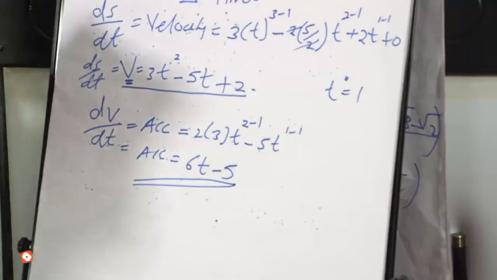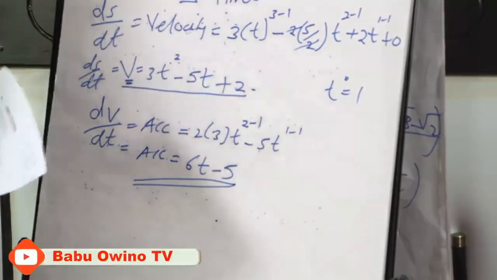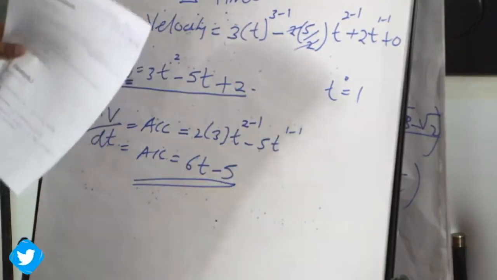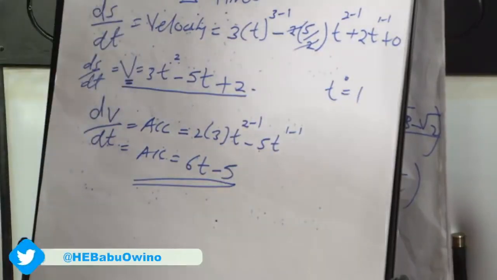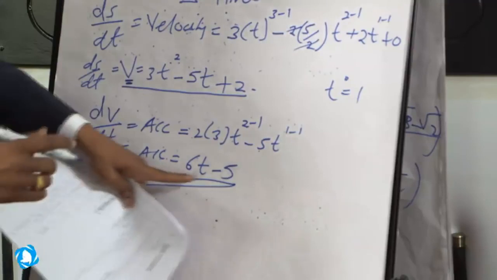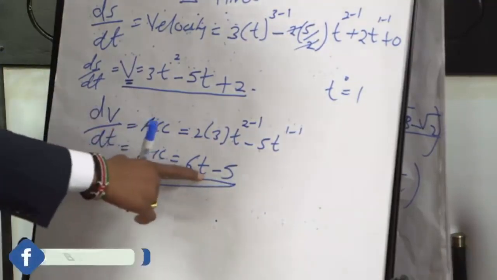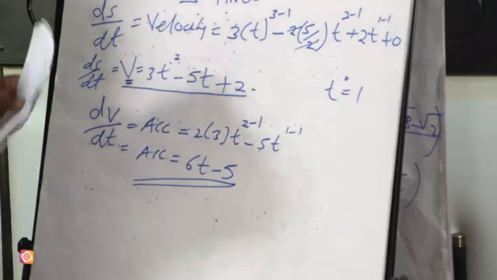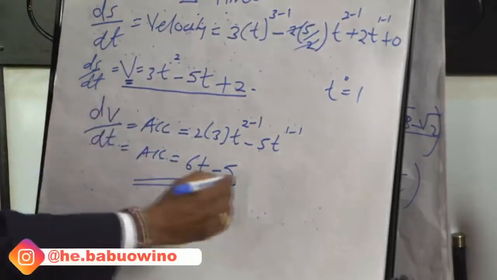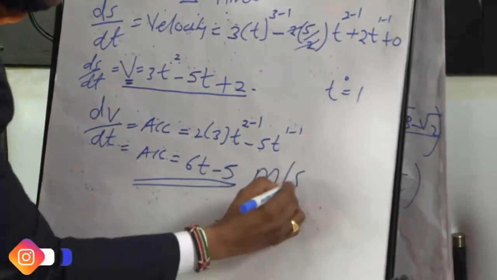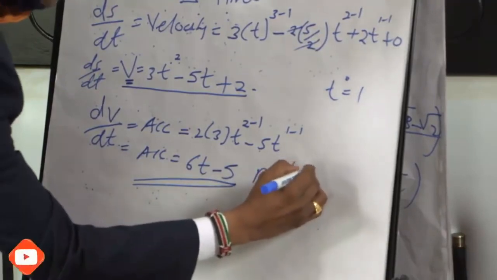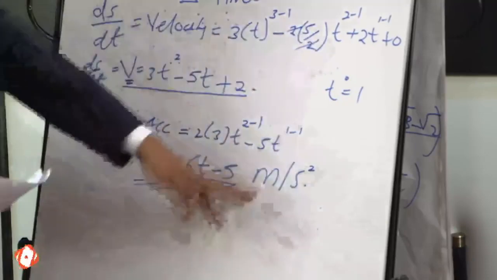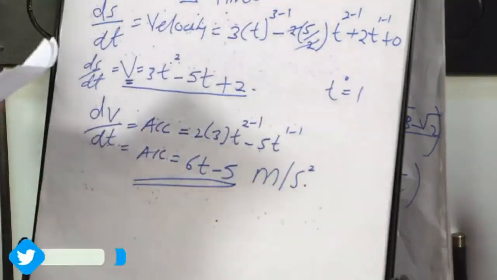But what is the question saying? Find the acceleration after t seconds, because the question is not specific about which time. Therefore, we just say the acceleration is given by 6t minus 5, but the units are very important. The SI unit of acceleration is meters per second squared.